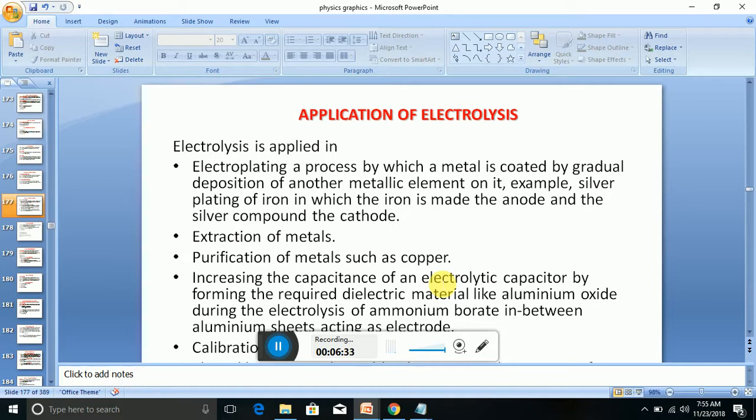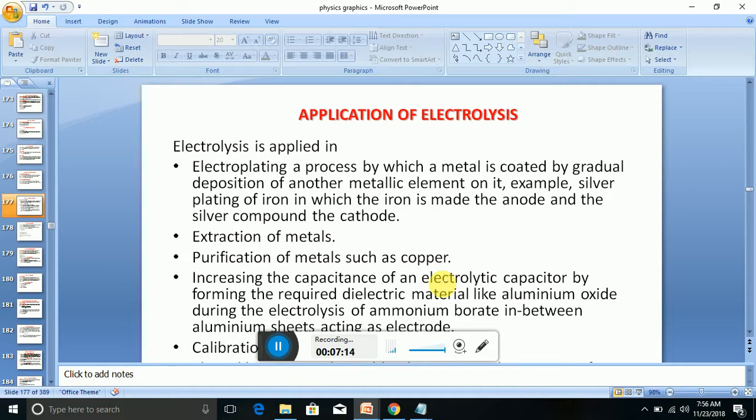Electrolysis is applied in electroplating, a process by which a metal is coated by gradual deposition of another metallic element on it. Example, silver plating of iron, in which the iron is made the anode and the silver compound the cathode. So there is always deposition at this anode. You see, the iron will now be plated. On top of it, you're going to coat silver, so that when somebody sees the iron, it will be like silver, it will be glittering.